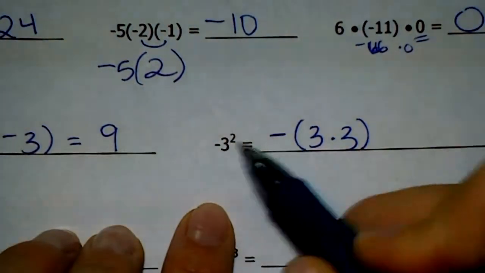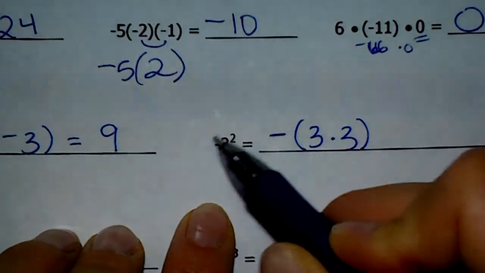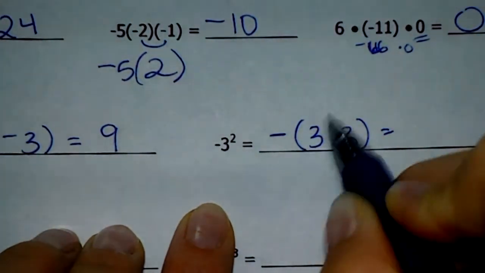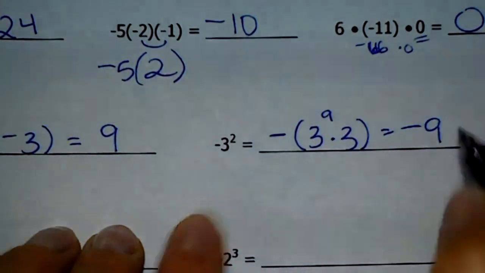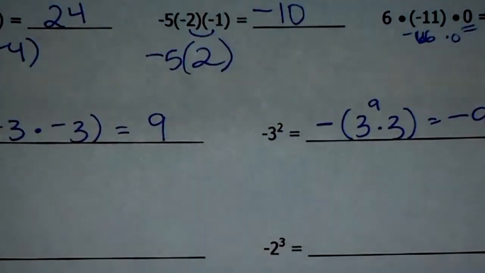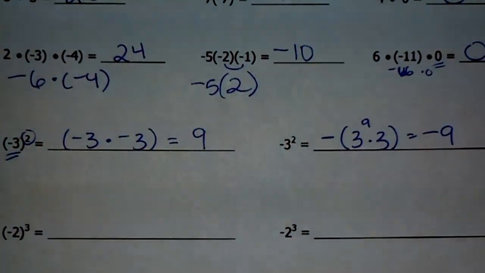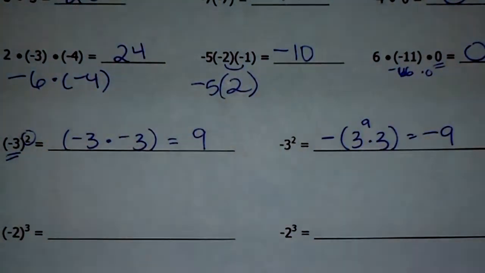So in this one, I'm doing the 3 squared and taking the opposite of it. 3 times 3 is 9, and the opposite of 9 is negative 9. So 9 and negative 9 are very different from one another, especially someday when you have a checkbook and you're balancing them. If you mess up that negative sign, it's kind of a big deal.